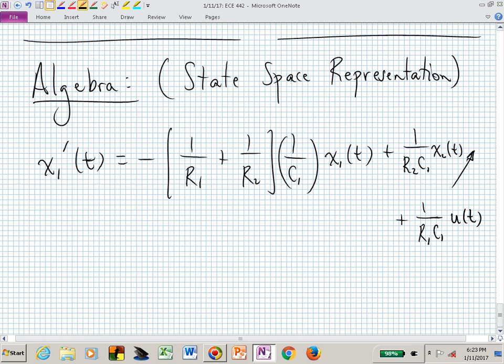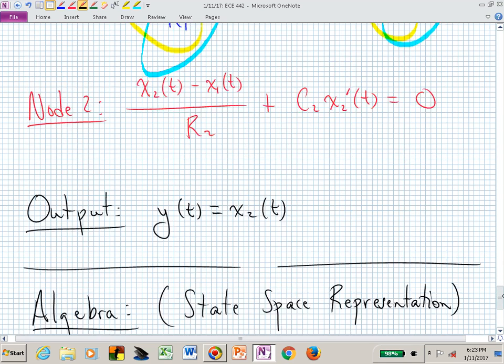Questions on that? If you don't see that right away, go home and write it on your napkin, and you'll soon figure it out. But you're just performing algebra to solve for x1 prime. That's why you did algebra back in second grade or third grade, whenever you did algebra. Maybe not with state space representation, but we're big boys and girls now, so we need to start doing state space representation.